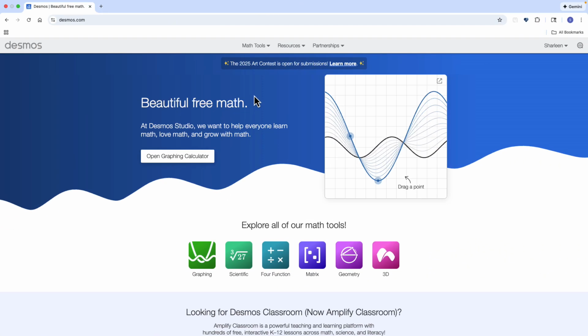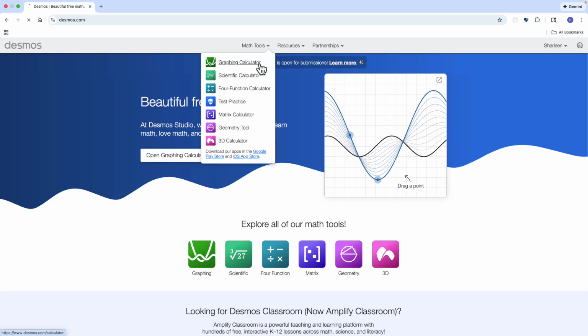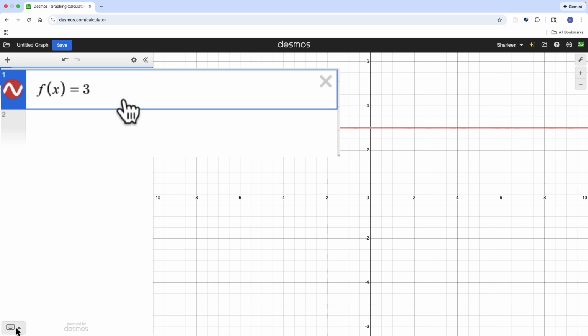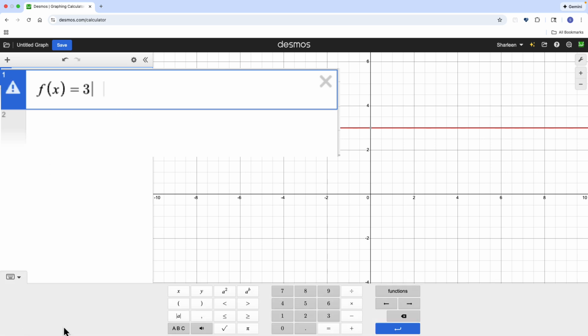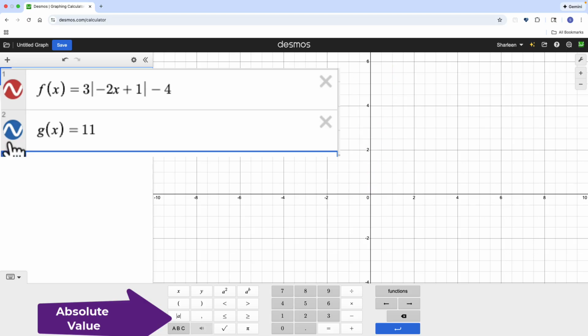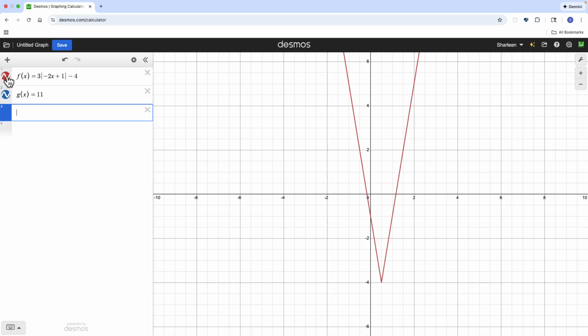Once you navigate to the site desmos.com, you can either click on the graphing tool toward the bottom of the screen, or from the Math Tools menu at the top, select Graphing Calculator. Let's start by entering the left and right side as two separate equations. To enter the absolute value, you can either use your keyboard or the Desmos keyboard, which has an absolute value function built in. To make this graph a little bit easier to read, I'm going to increase the size of the lines.